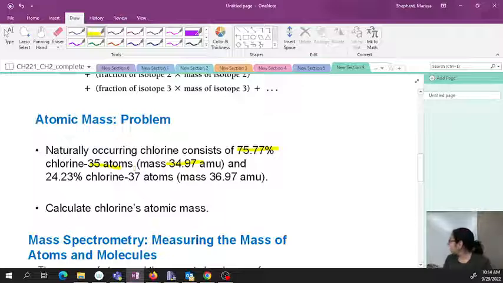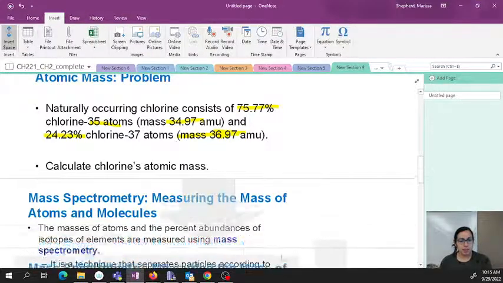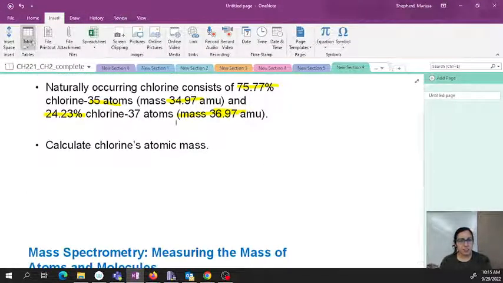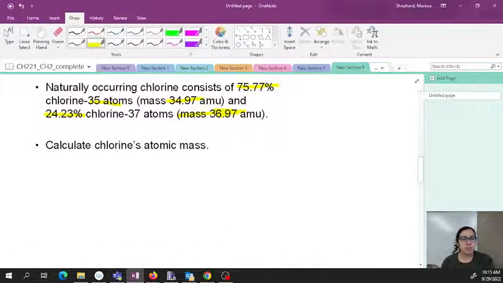Anyways, sorry. So it has an exact mass of 34.97 AMU. And its second isotope is 24.23% with an exact mass of 36.97 AMU. So for this, we'd have to set this up. And don't forget your sig figs. I know it's really painful, especially when we start doing some of these percent abundances, but keep track of those.